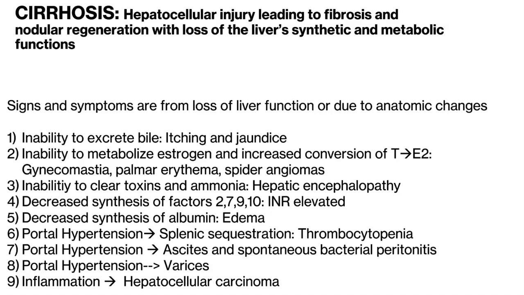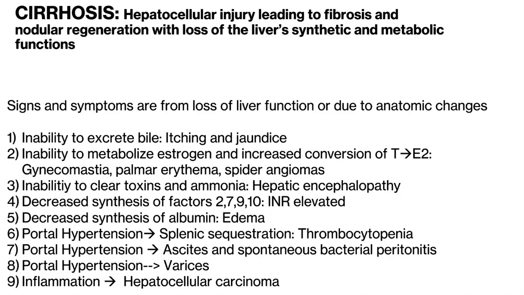The inability to metabolize estrogen and increased conversion of testosterone to estrogen leads to gynecomastia, palmar erythema, spider angiomas. The inability to clear toxins and ammonia leads to hepatic encephalopathy. Decreased synthesis of factors 2, 7, 9, and 10 lead to increases in the INR and risk for bleeding. Decreased synthesis of albumin leads to edema.